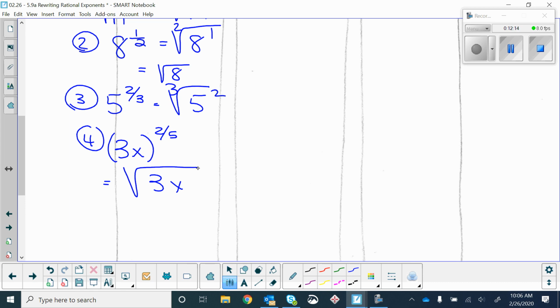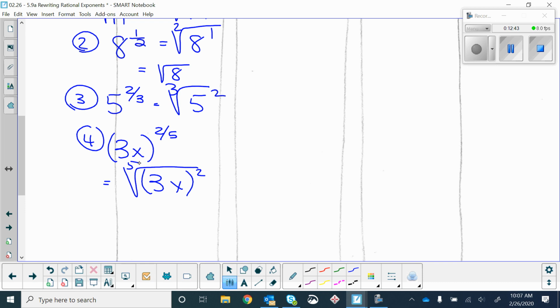So 3x goes inside parentheses, squared. So even inside the radical, you still need them. And then 5 for the root. Is the 5th root of 3x quantity squared. So this was converting rational exponents to radicals.